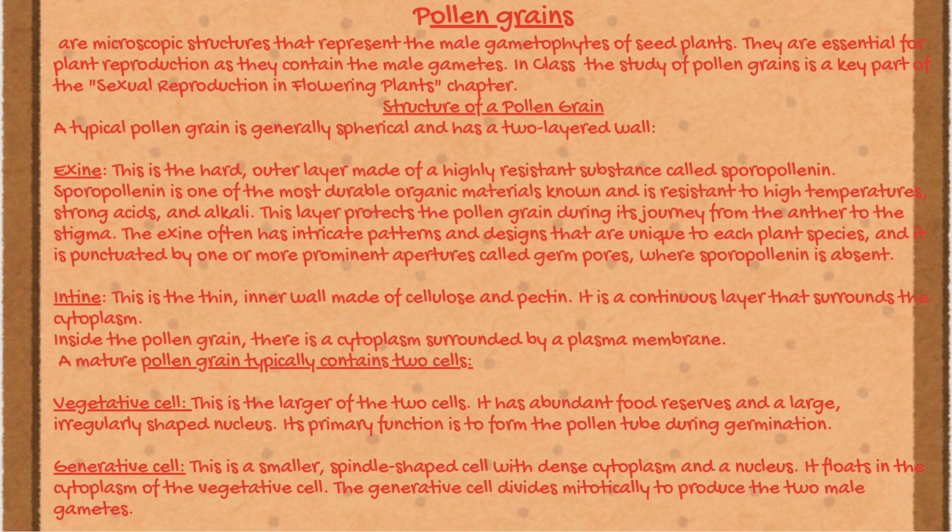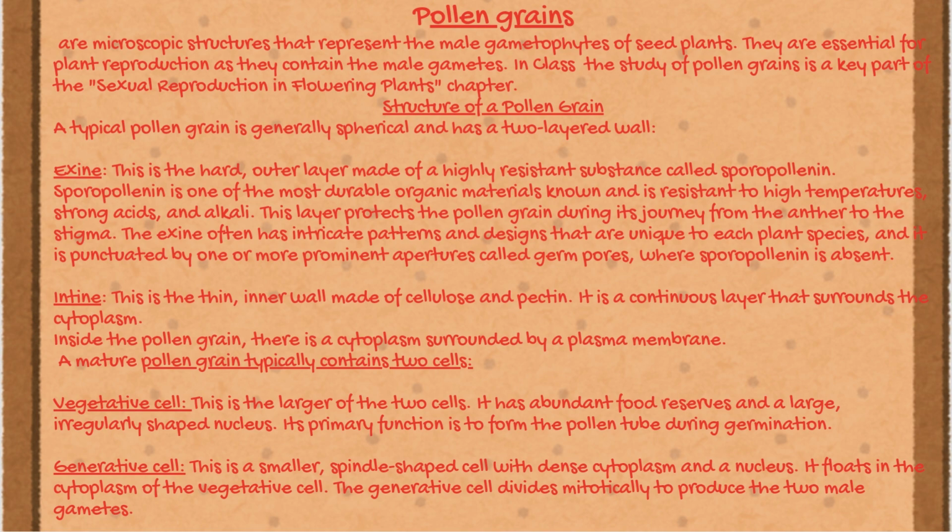Pollen grains are microscopic structures that represent the male gametophytes of seed plants. They are essential for plant reproduction as they contain the male gametes. In botany, the study of pollen grains is a key part of the sexual reproduction in flowering plants. So here we'll see the structure of a pollen grain. A typical pollen grain is generally spherical and has a two-layered wall.